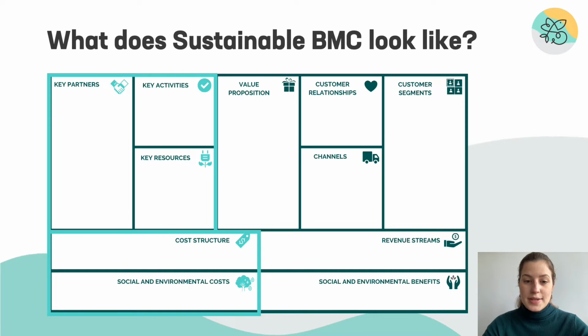On the left side, we have the operational building block, which illustrates the operational plan of your project, including all the involved stakeholders and the financial aspects of your project. The components here are key activities, key resources, key partners, cost structure, and social and environmental costs.